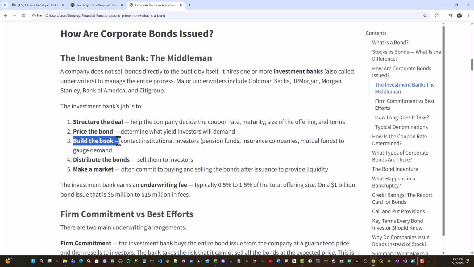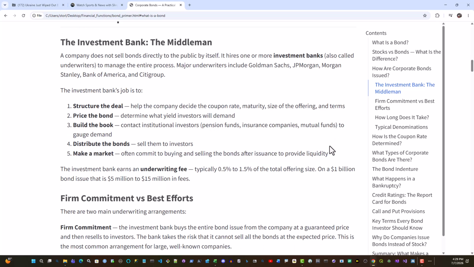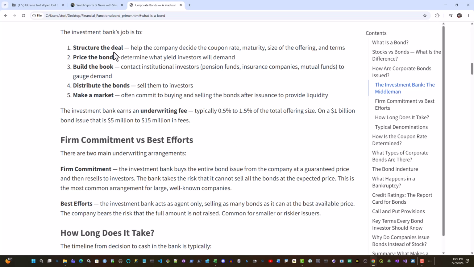Also, these investment banks will do what is called a book build. And you can see it here. They have to figure out the demand for this to figure out how they're going to price it. They will have to figure out a way of distributing these bonds. And they will maybe have to buy it up themselves and then sell it to other investors. So there's a lot of things that go into this.